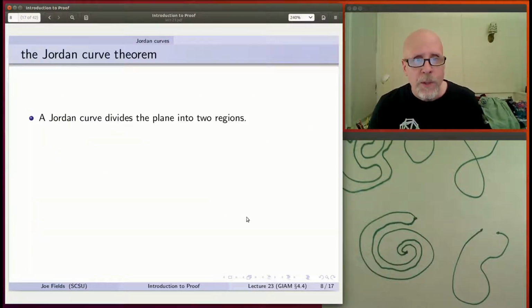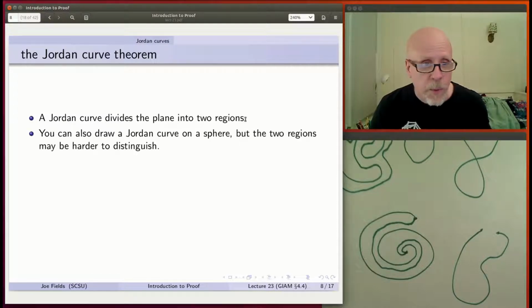Okay, so here's the Jordan curve theorem. Essentially, it just says if you have a Jordan curve, if you have a simple, closed, continuous injection of an interval into the plane, it'll divide the plane into two regions. Surprisingly hard to prove, but I'll mention you can also do this on a sphere. There's no reason you couldn't draw on something round. You can imagine drawing on the surface of the Earth or a globe or something. But in that case, with Jordan curves, the two regions become a little bit tougher to distinguish.